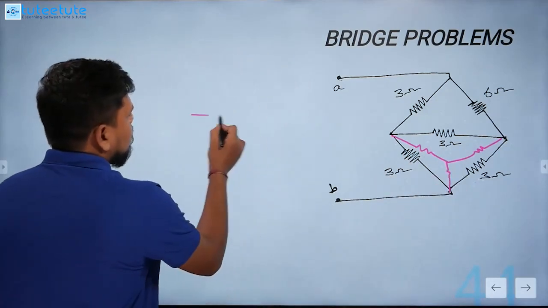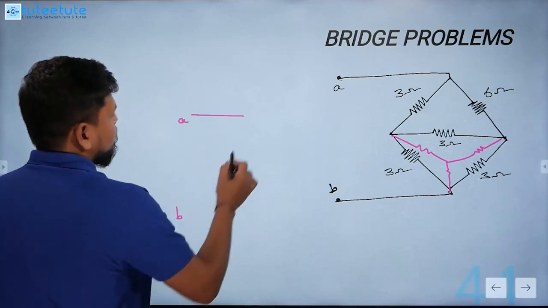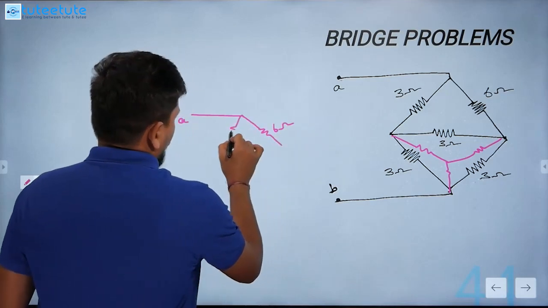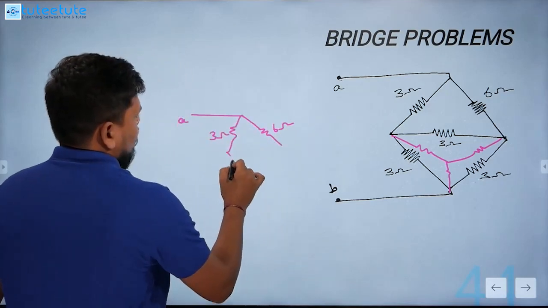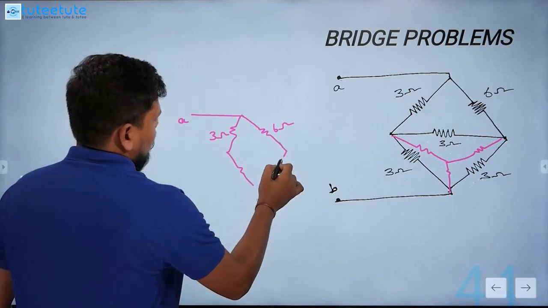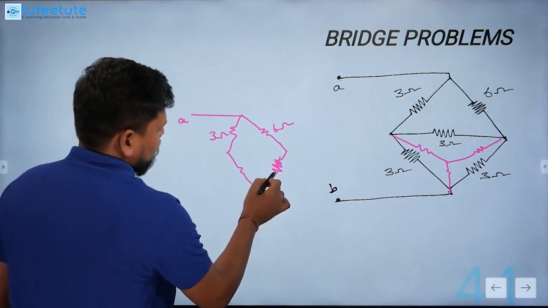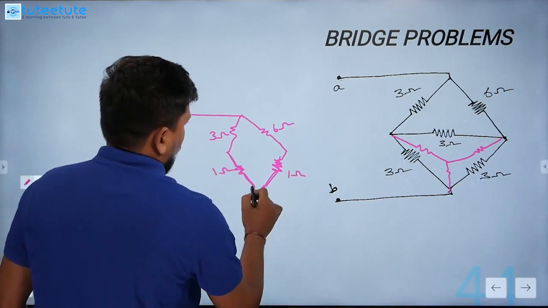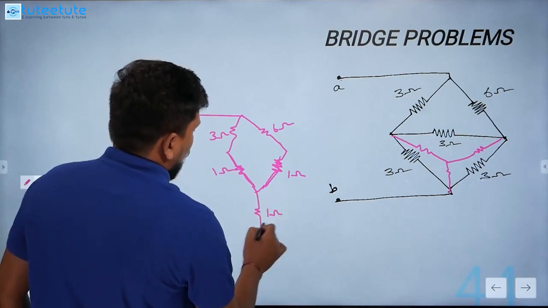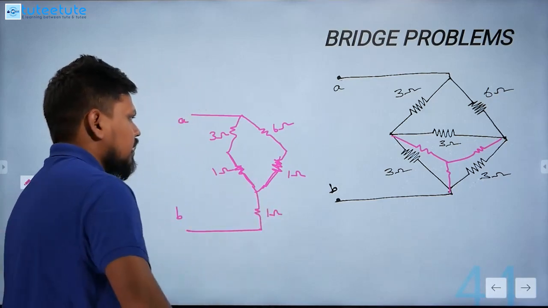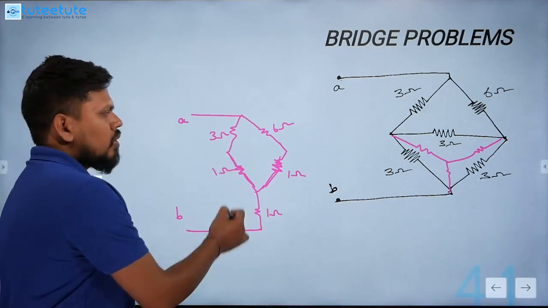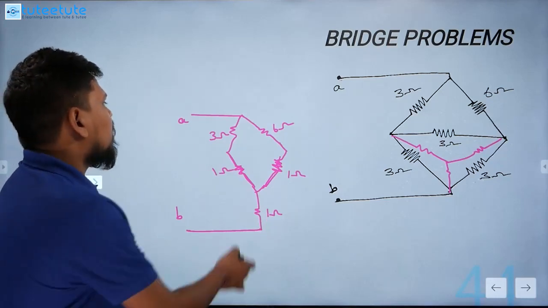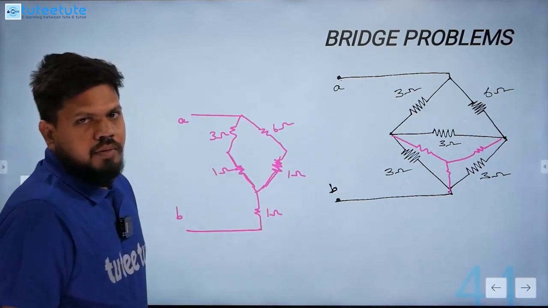Okay, let's redraw this network between the terminals A and B. Okay, we have 6 ohms here and we have 3 ohms here. And once the delta has been converted into star, you will get 1 ohm, 1 ohm, and one more we have to connect, that is also 1 ohm. Okay, like this. Understood, right? So, now tell me, 3 ohms and 1 ohm are connected in series and 6 ohms and 1 ohm are also connected in series, okay?